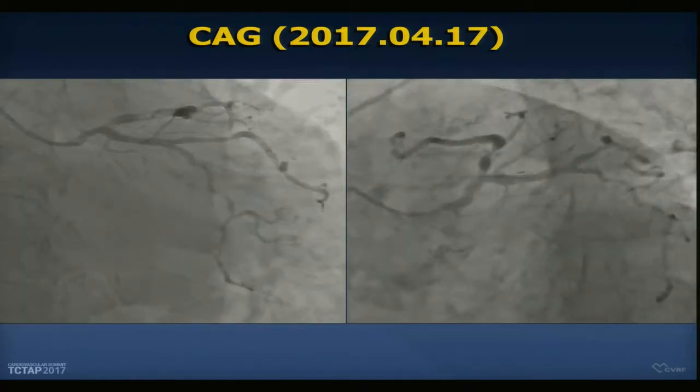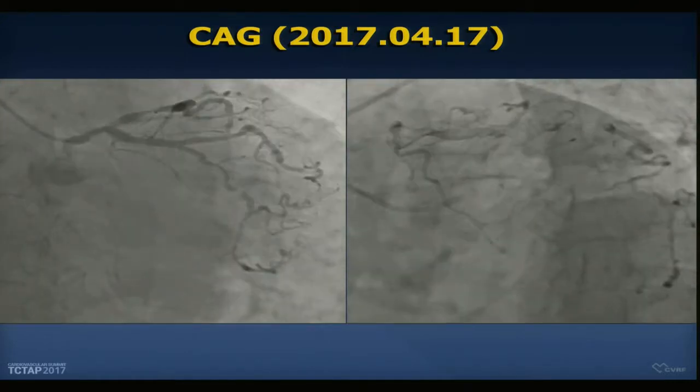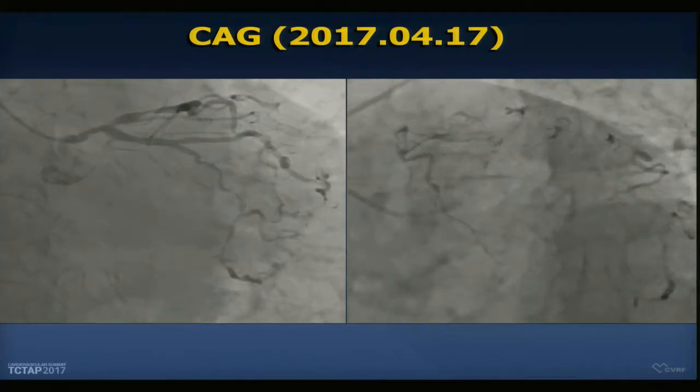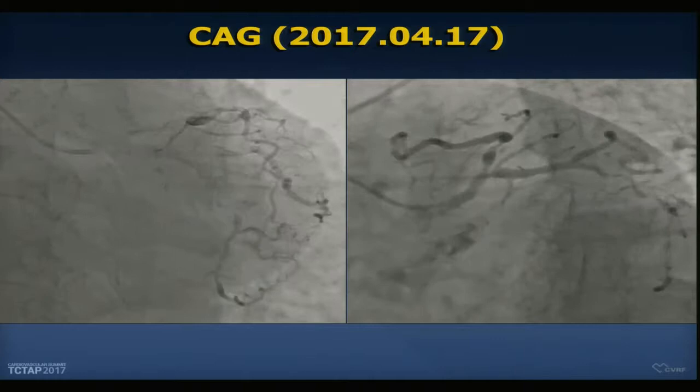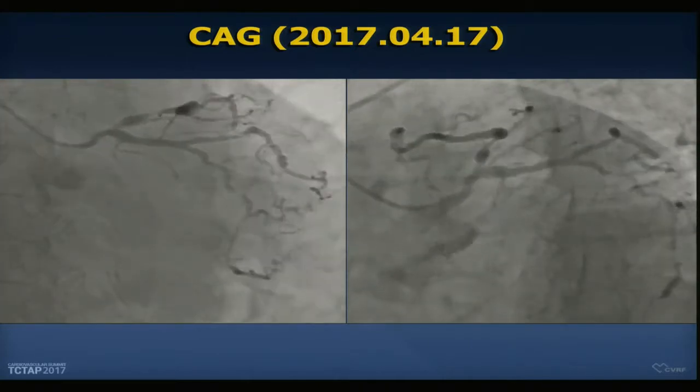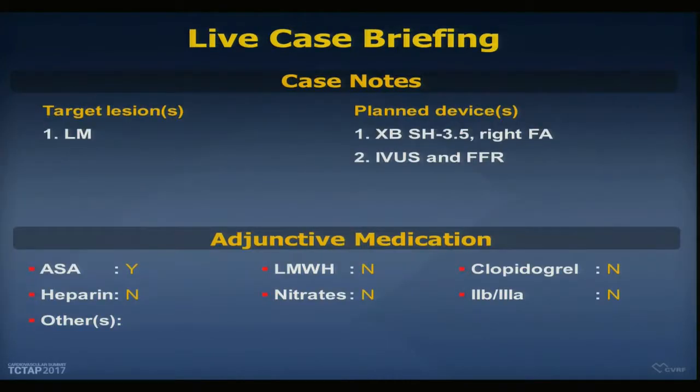On the spider views, the LAD ostium may be involved, including the moderate stenosis of the left main, as shown in the CT scan. Our target lesion is the proximal LAD, including the left main. Yes, this is our case presentation.